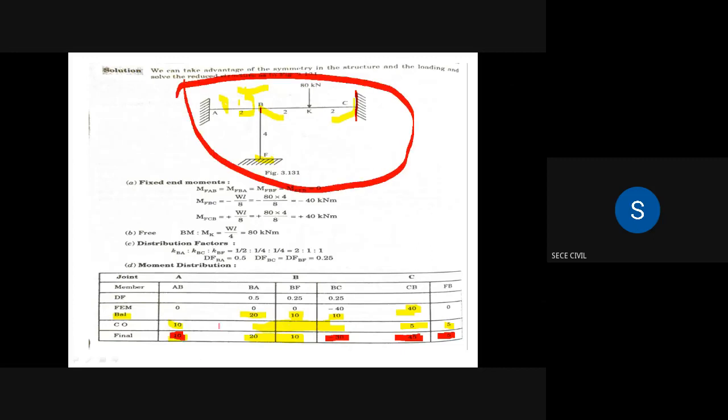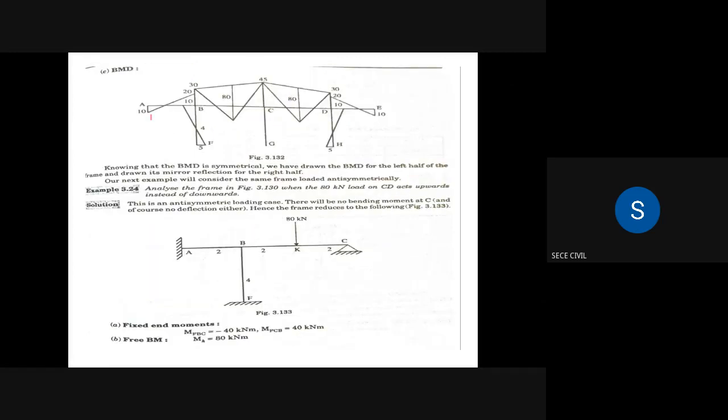The same moment will be on the right side also. So by using these moments, we are drawing the final bending moment diagram. So this is the diagram. For this, you calculated the moment for this particular portion only. So this is the moment diagram. The same, vice versa diagram.